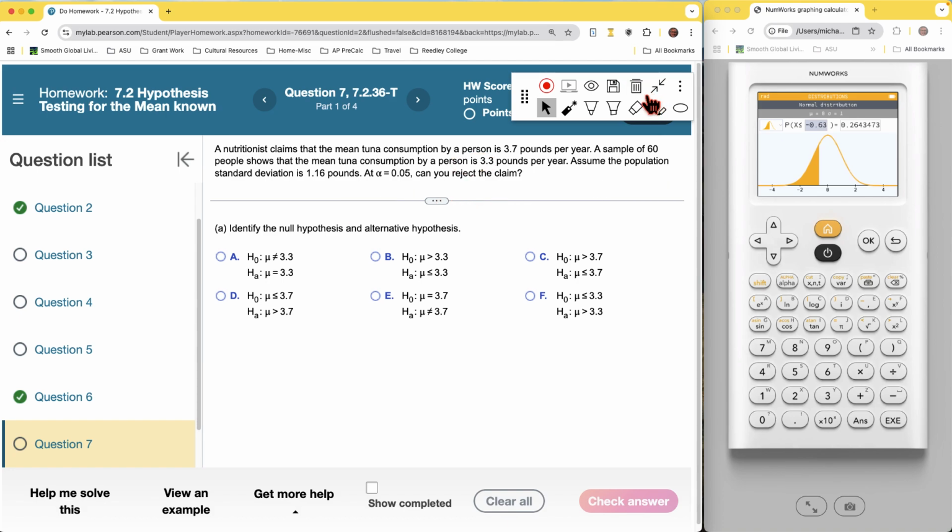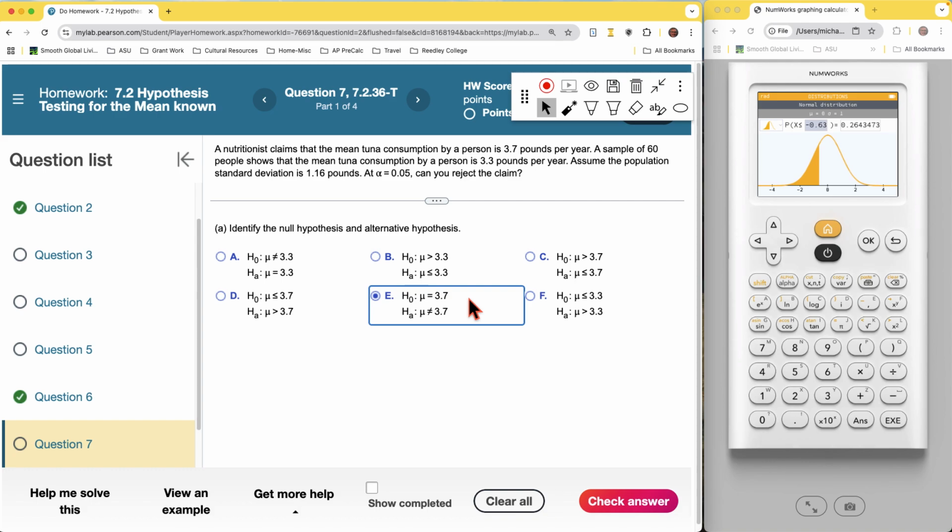The null hypothesis always has an equals in it. Nutrition claims that the mean tuna consumption by a person is 3.7 pounds per year. That's an equal, and there's only one with equals here, so this has to be E, right? It's not less than, or at least, or it's a person's consumption is 3.7. And so that would make the alternate hypothesis not equal to.